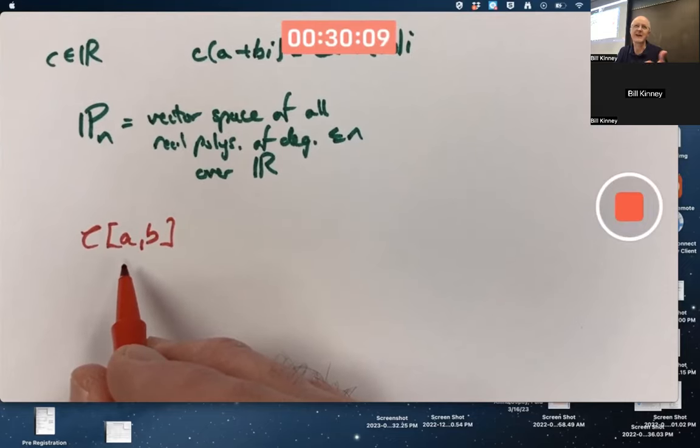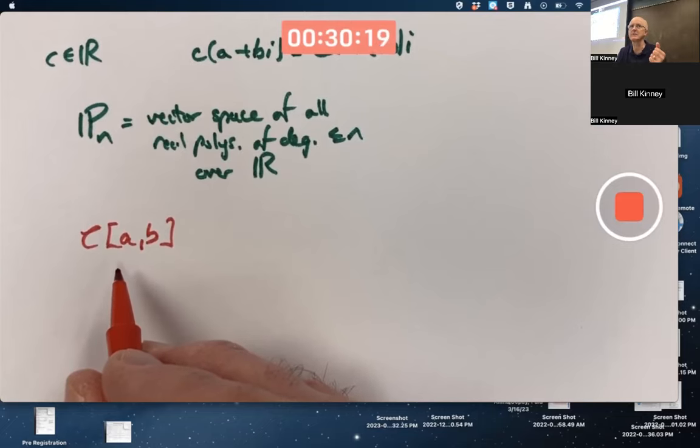I also said real valued. Does it have to be real valued? Technically not, but that's the usual way people think about this. It could be complex valued, for example. The outputs of the functions could be complex numbers.